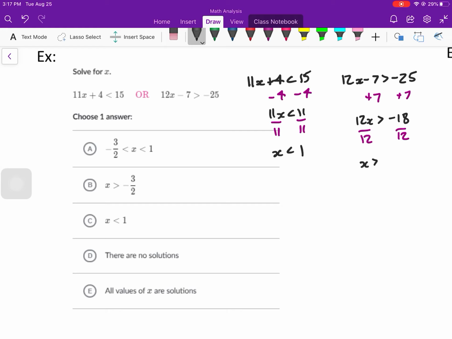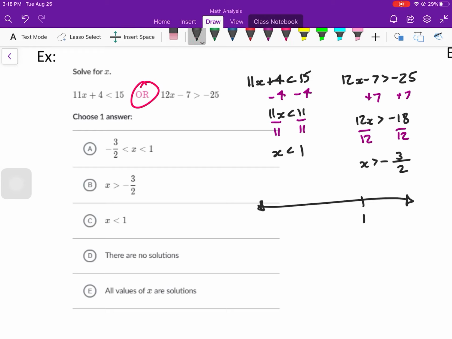And if I simplify that, 18 over 12, it's going to be negative. Divide each one by 2 is 9 over 6. Divide each of those by 3 is 3 over 2. So if we think about this on a number line, it's got to satisfy just one of them because the main word here is or.